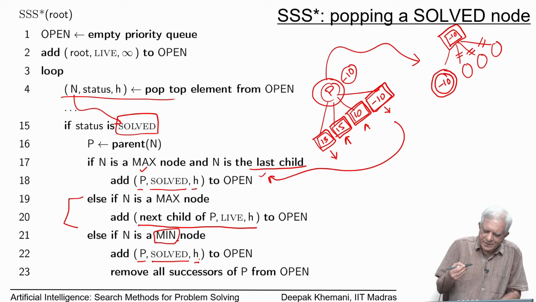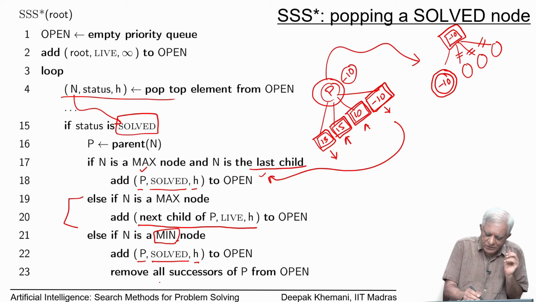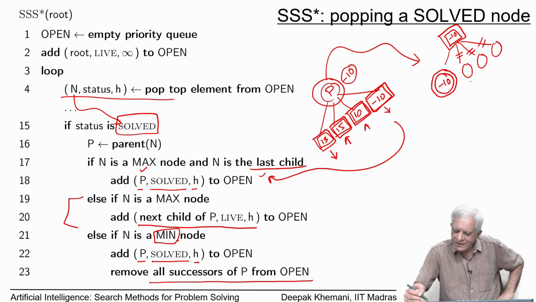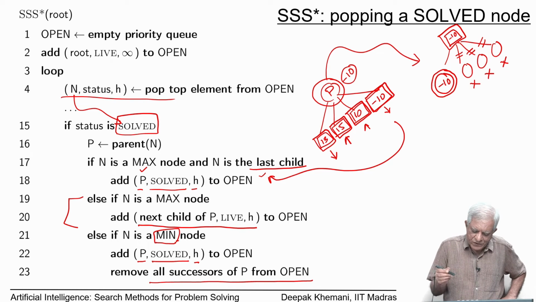This is the backward phase. Remember that we are propagating these values up there essentially. What is more, you remove all successors of P from open. What are the successors? These 3 nodes that we have run. We do not want them anymore. Their values are known to be less than minus 10, because minus 10 was at the head of the priority queue. So, we can just remove them and we can say its max parent is solved essentially.